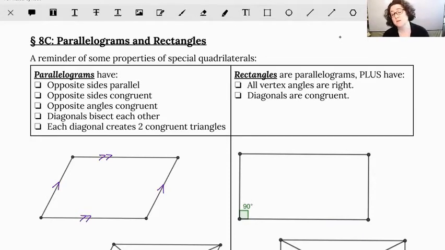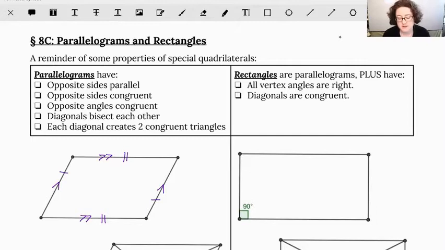Now, this doesn't mean that those are necessarily congruent unless we've got both pairs parallel, which means it's a parallelogram, or both pairs congruent. Again, congruent we mark with dashes rather than the arrows, so keep an eye out for both of them. However, if you have one pair of sides that's both parallel and congruent, that's actually enough to prove that it is indeed a parallelogram. Okay, we also have the diagonals bisect each other and they create two congruent triangles.